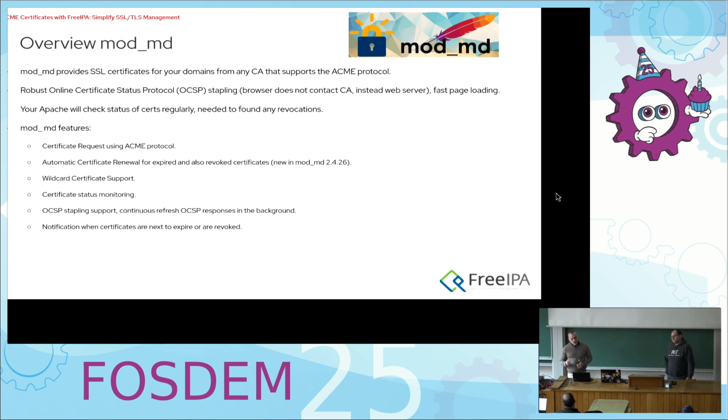In this way, Apache checks the status of certificates regularly in the background, and this process is needed to find any revocations. The main features of mod_md are certificate requests using the ACME protocol, as we said, and automatic certificate renewal for expired and also for revoked certificates. Revoked is a really new feature in the last release of mod_md. Wildcard certificate support, you can also monitor certificate status, OCSP stapling, and notification when certs are about to expire or be revoked.